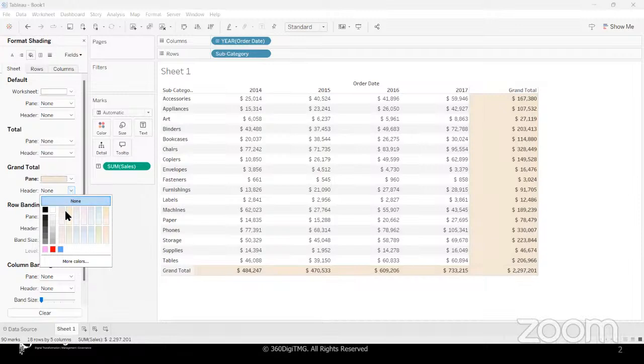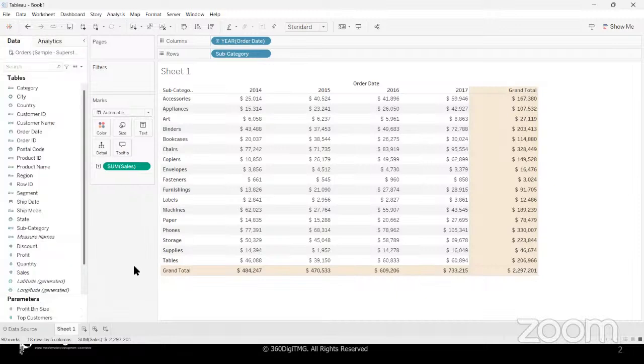Just to highlight that we are showing the grand totals over here. This is more than enough. So be very careful with colors. Use light colors. Don't use very bright colors that come out very hard on the eye. Pleasant colors. So this was about how to create a simple text table.